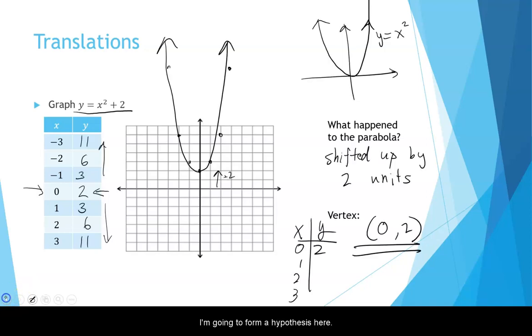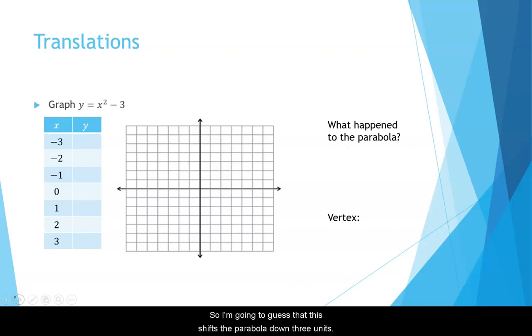I'm going to form a hypothesis here. This first problem we did, y equals x squared plus 2, the plus 2 shifted the parabola up 2 units. So I'm going to guess that this shifts the parabola down 3 units. Let's plug in these numbers and find out. -3 squared is 9, minus 3 is 6. -2 squared is 4, 4 minus 3 is 1. -1 squared is 1, 1 minus 3 is -2. Plug in 0, get -3. Plug in 1, get -2. Plug in 2, get 1. Plug in 3, get 6.